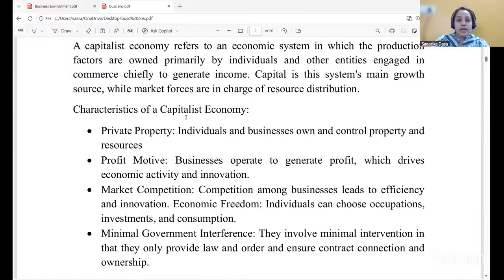Then when we see the capitalist economy characteristics: private property, individuals and businesses own and control the property and resources. Profit motive, the main reason to operate a business in a capitalist economy is to generate or earn profit. Market competition, competition among businesses leads to efficiency and innovation. So here, with the help of competition, efficiency will be improved and innovations can take place.